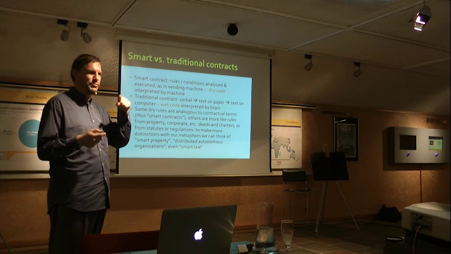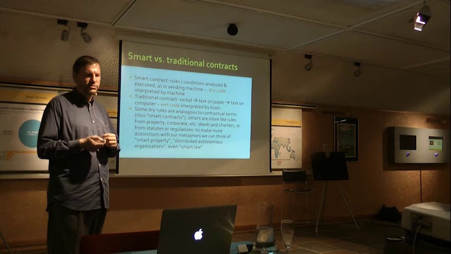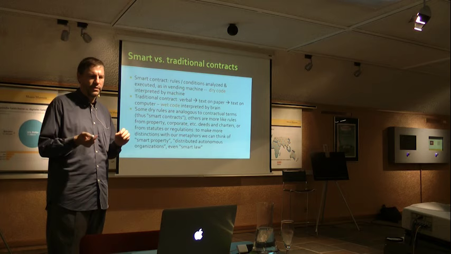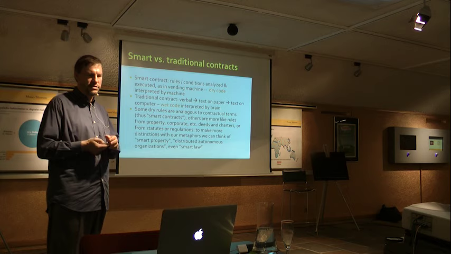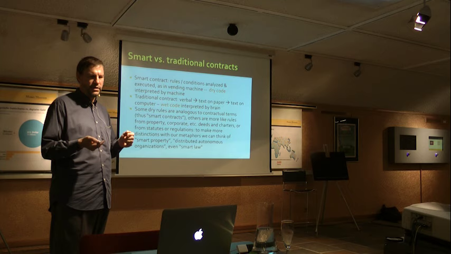Some dry rules are analogous to contractual terms, thus the term smart contracts. Others are more like rules from property, corporate documents such as deeds and charters, or from statutes or regulations. So if you wanted to be more accurate in your metaphors, you could use terms like smart property, distributed autonomous organizations, even smart laws, in the most general cases.